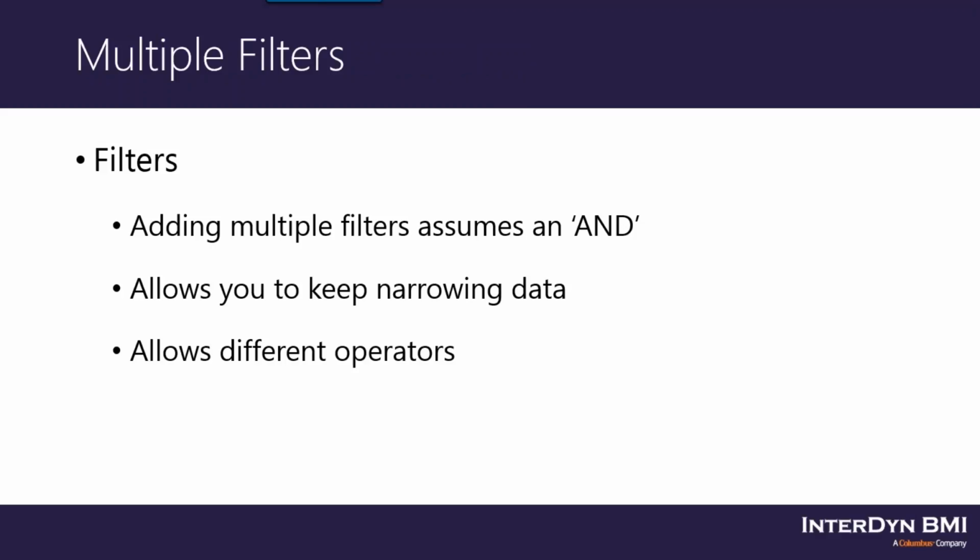We talked a little bit about filters. So the ability to add multiple filters, like I said, assumes an "and" between your fields. If you want it to be an "or," you need to click the add filter button, and it'll add that additional line where you can do the "or," the "and not," or the "or not." And really that allows you specific operators.